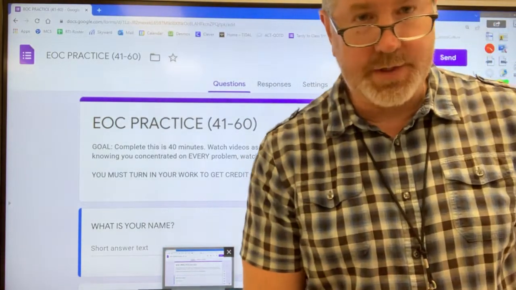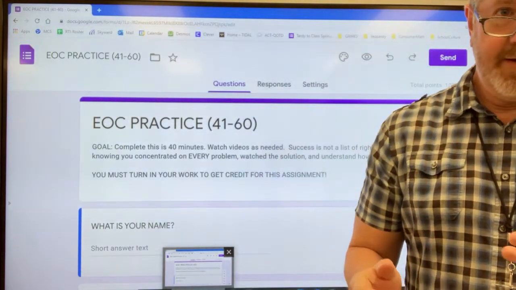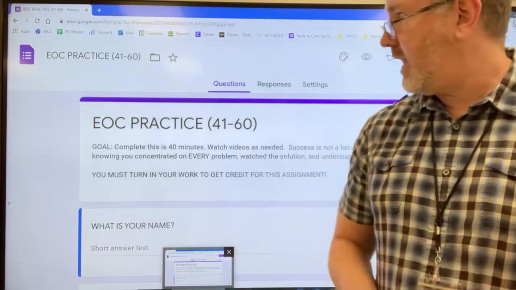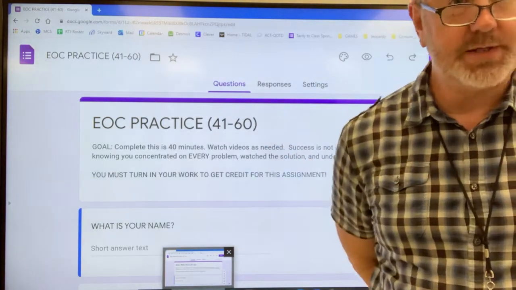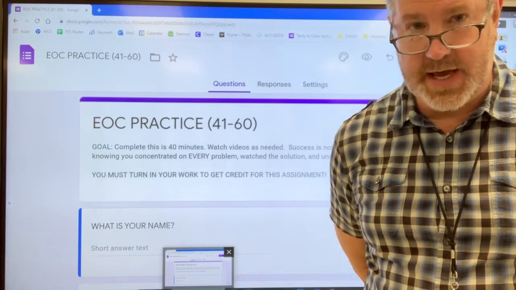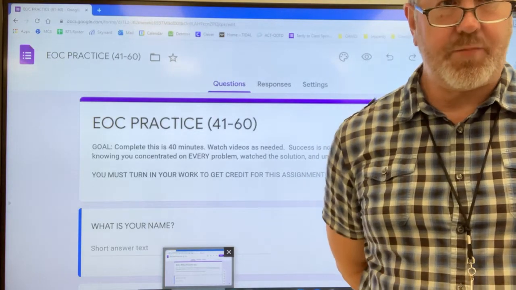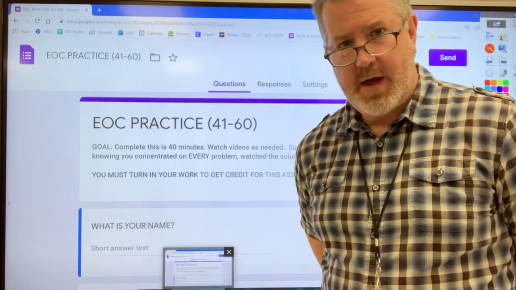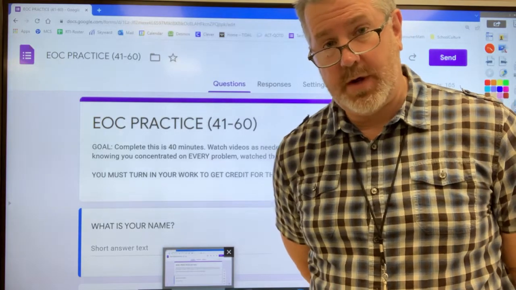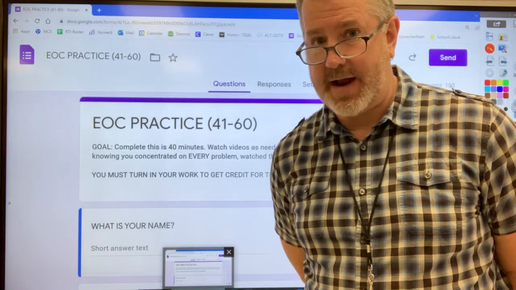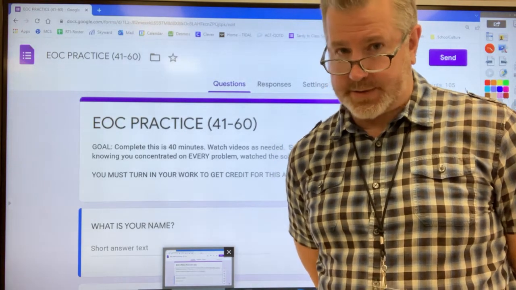All right, everybody. So we are on EOC Practice 41 through 60, and there's some interesting problems in here. I mean, each set is very different from the previous. The previous one had a lot of domain and range on there, and this one, not so much. This one actually has some conics on there, all right?